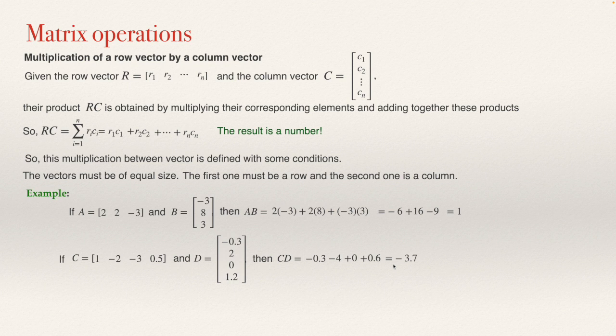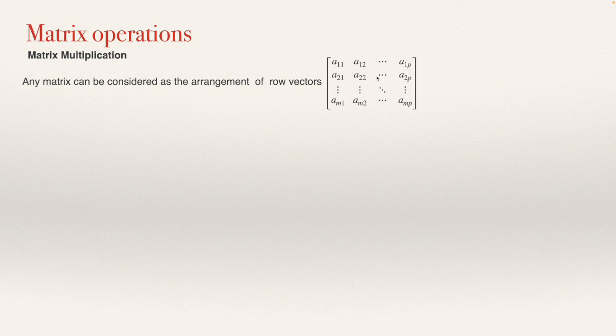This will be useful to define multiplication of matrices. For defining this multiplication of matrices, we are going to take into account that any matrix can be considered as an arrangement of row vectors. So if we have a matrix like this, you can see that this is a row vector. This is a matrix of size m by p. Do you notice? Because they have p columns and m rows.